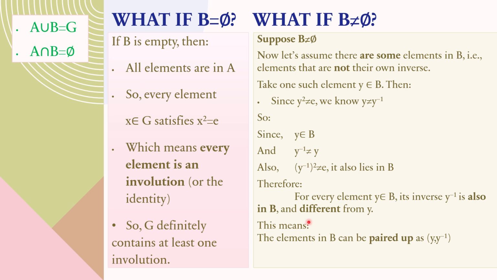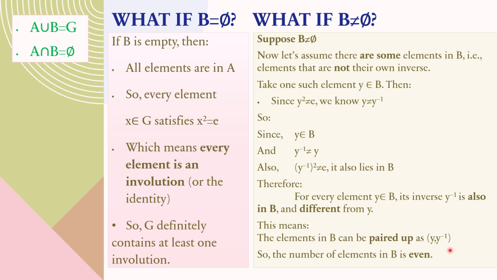This means the elements in B can be paired up as y and y inverse. For example, if you have 2, the inverse of 2 is 1/2 and they are both inside the set, so the pair is 2 and 1/2. So an element and its inverse can be made a pair, and similarly y and y inverse can be made a pair. When you have a pair, how many elements do you have in it? You have 2 elements, which is even. So the number of elements in B is even.